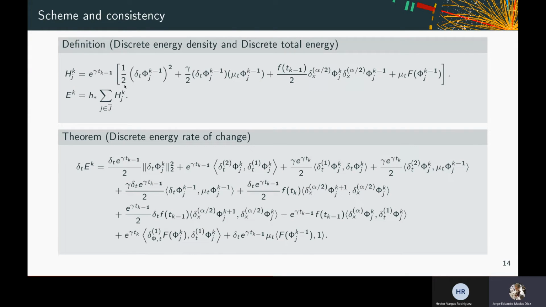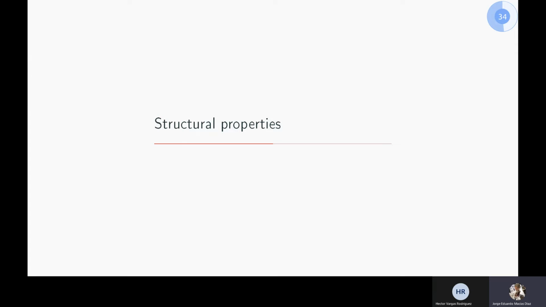We also introduce some discrete forms of the Hamiltonian and the energy functionals, which are given in this way. And we have this theorem for the discrete rate of change of energy with respect to time. So the discrete rate of change of the energy is going to be given in this form. I'm going to skip the proof. The proof is relatively long, though standard.